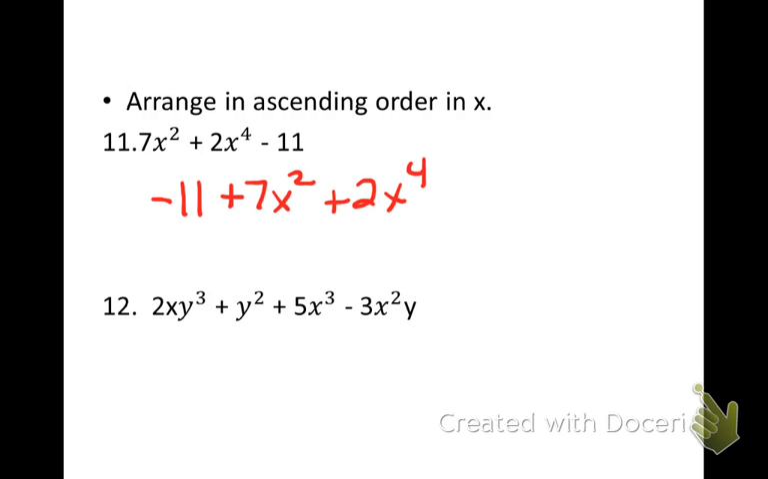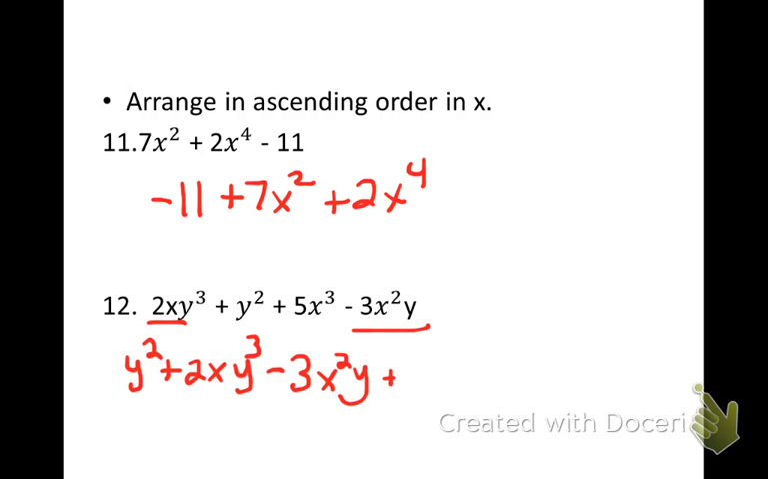So here we want ascending in x's, so we look for the thing that does not have x's in it. So that would be the y squared. And the smallest x we have is this one here, so plus 2xy to the 3rd. Make sure you keep the signs with them. Then would come this one, which is negative 3 x to the second y, and then plus 5 x to the 3rd.